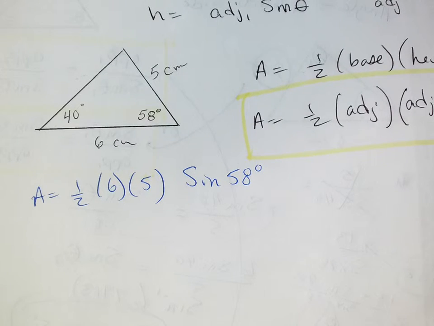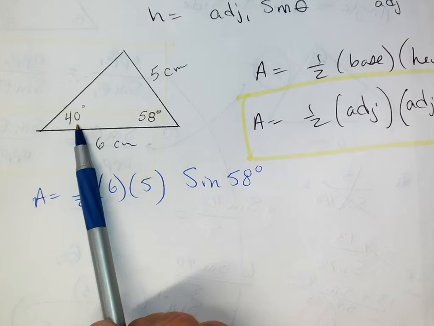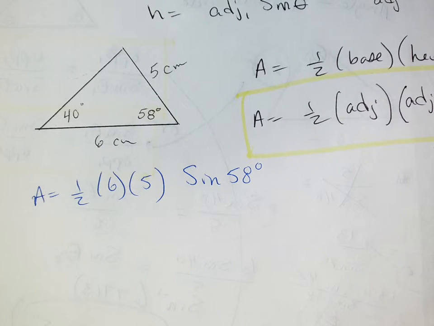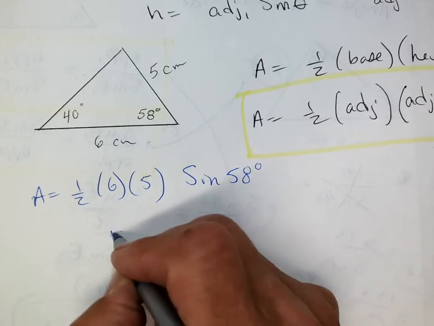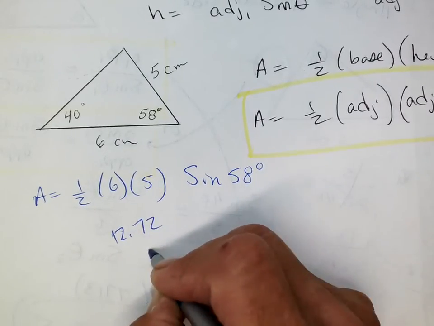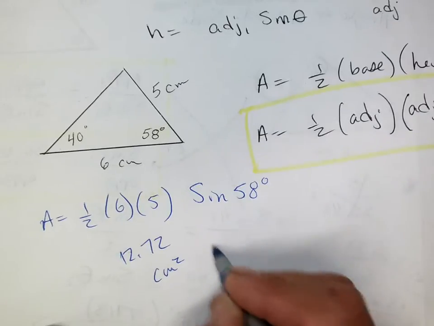Now I did not use the 40, did I? Mr. Davies, solve that and find a number. I will put 5 times 6 times 5 times the sine. Oops, turn my calculator on. That helps a lot. Put 5 times 6 times 5 times the sine of 58. And I get an answer of 12.72, a realistic number, centimeters squared. It's a super easy formula.